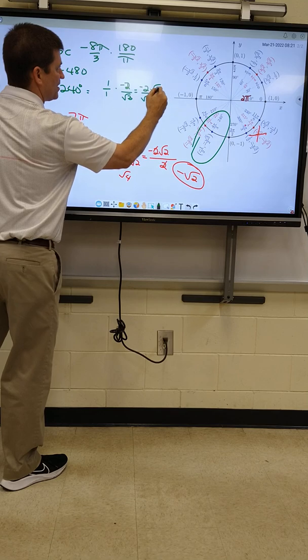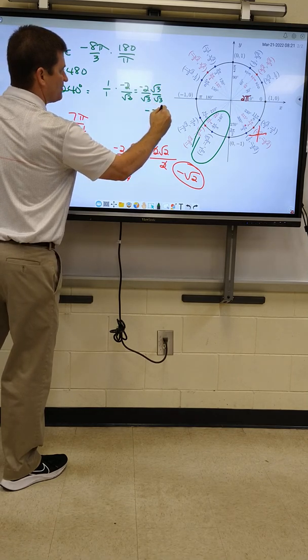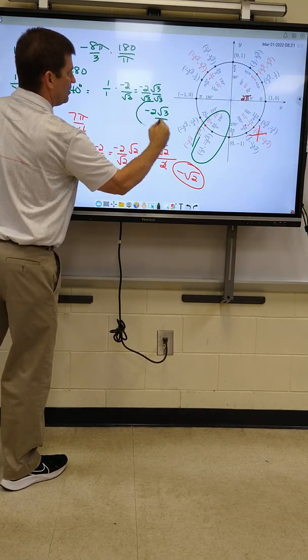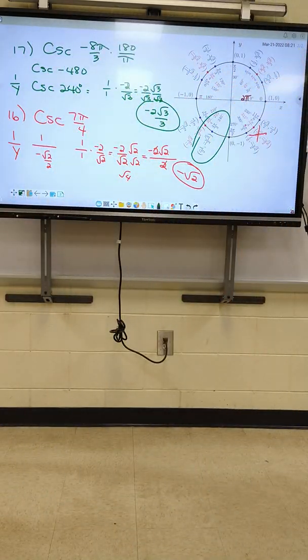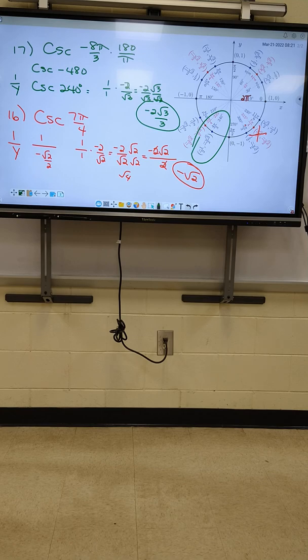So multiply both sides by root 3. I got negative 2 root 3 over 3. All right, y'all are going to do 18 the same way we did 17. Y'all need to times it by 180 over pi to start. So I'll give y'all time to do that one.